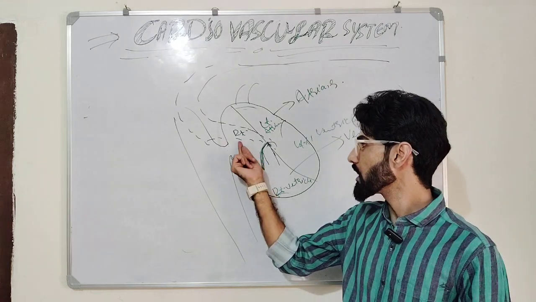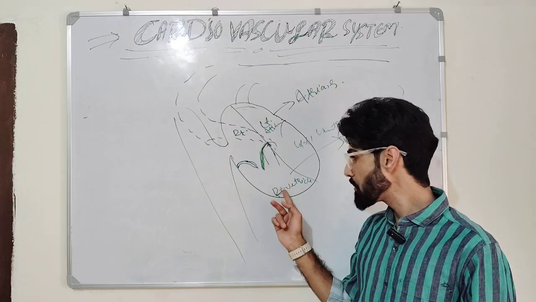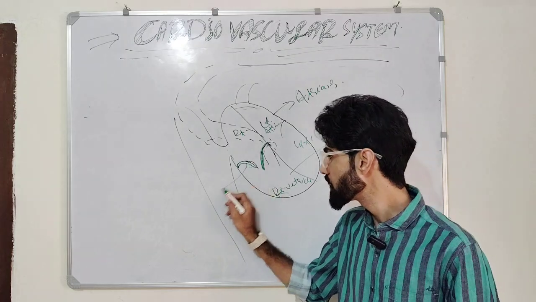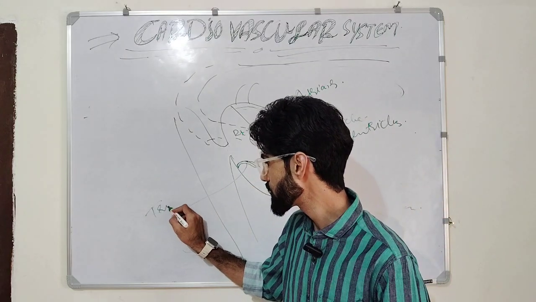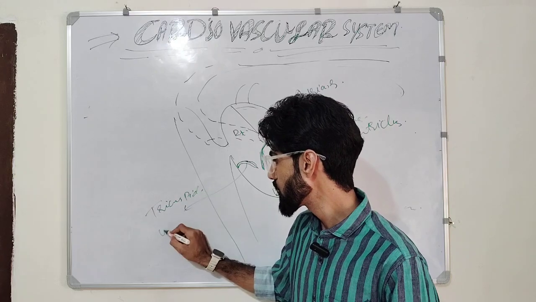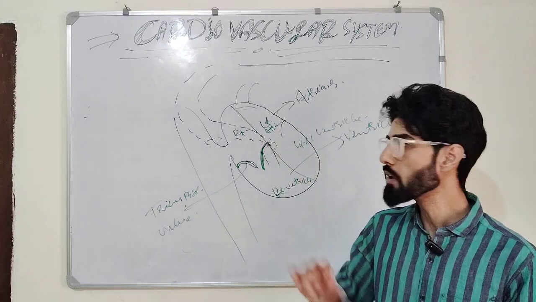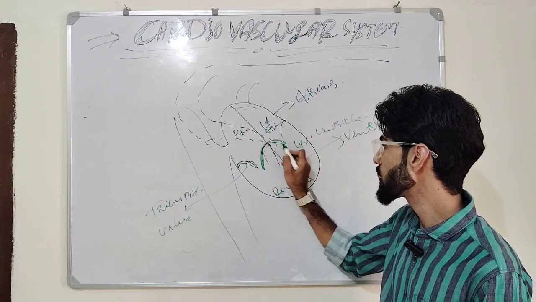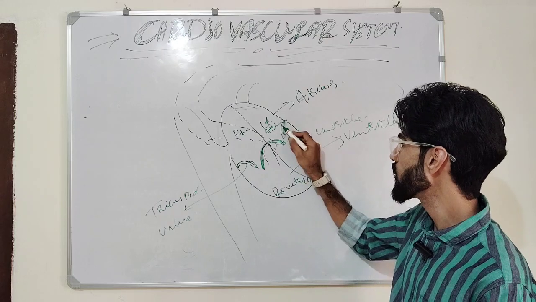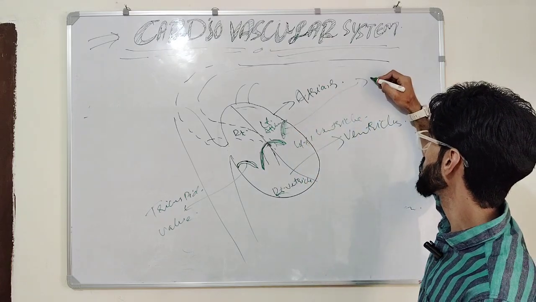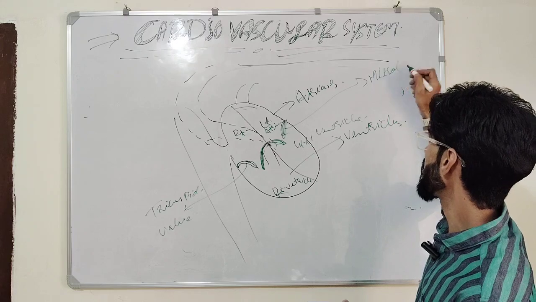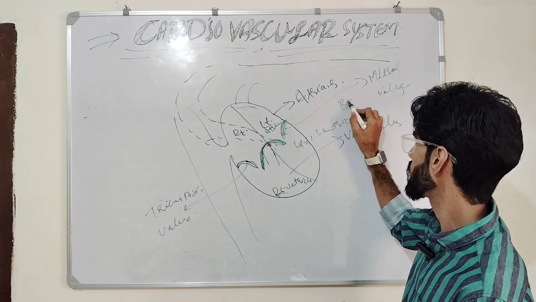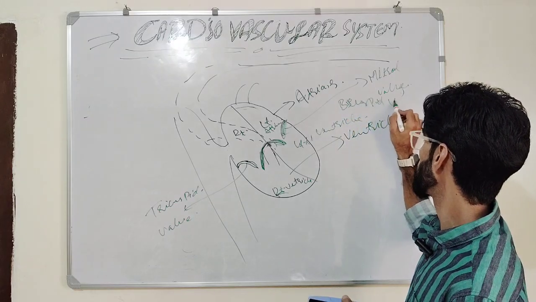Okay, so in between the right atrium and right ventricle there is a valve. This valve is called the tricuspid valve. And in between the left atrium and left ventricle there is a valve. Let me make it in a different color so that it will be visible to you. This valve is called the mitral valve, or also the bicuspid valve.